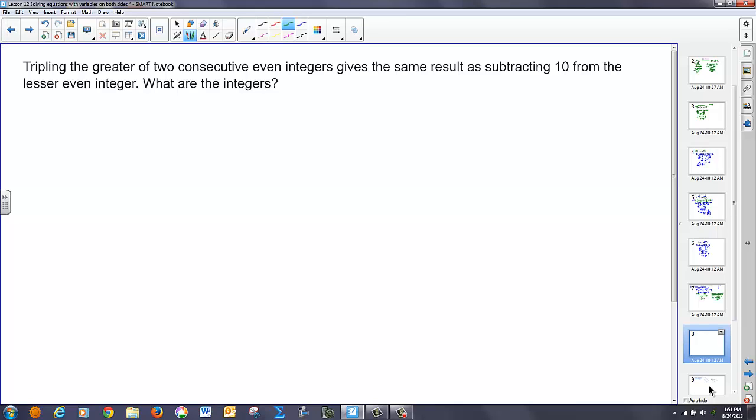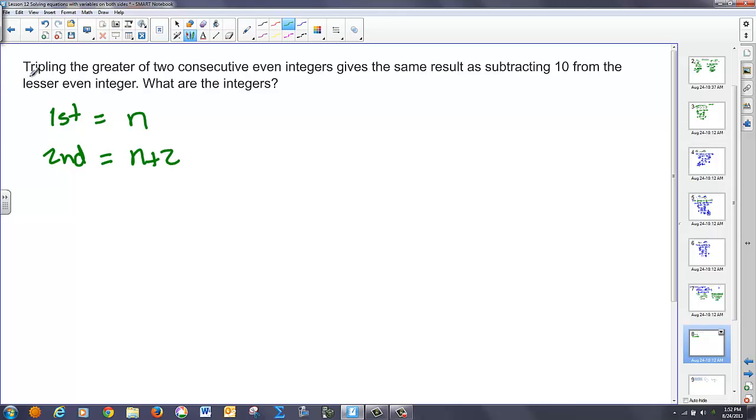Let's look at one more. It says tripling the greater of 2 consecutive integers. Well, before I even start, I'm going to list my 2 consecutive even integers. The first, we always say, is our unknown n. And then the second is its consecutive even. Consecutive evens are like 2, 4, 6, 8, 10. Those are all 2 apart from each other. So that's n plus 2.